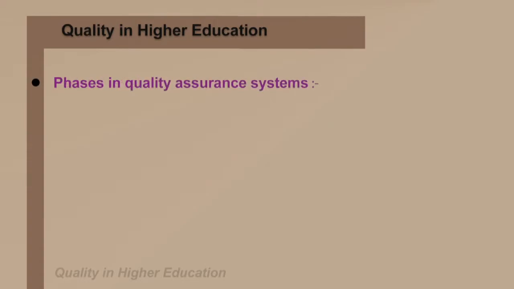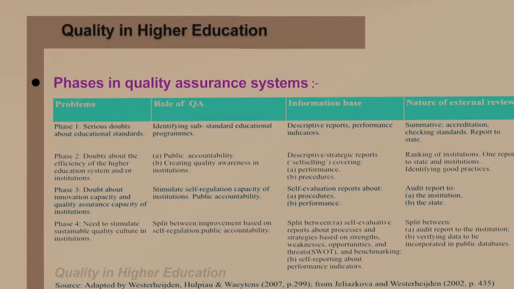This is one slide which depicts the phases in quality assurance systems. Various countries, since the 80s, as we discussed, when quality assurance systems started developing, there were many reasons and problems identified with the higher education system which led to these drivers. Besides the expansion, marketization, and public accountability, there were serious doubts about the educational standards of higher education, and we said earlier that there were concerns that higher education graduates are not employable.